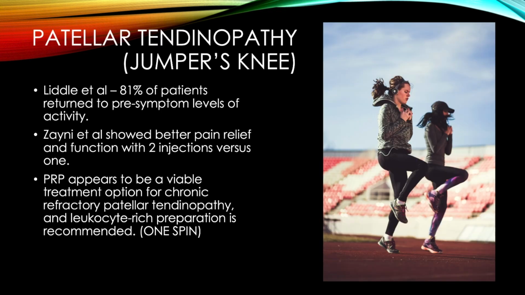So let's look at jumper's knee. There's 2 studies out there that showed really good results. This one, Liddell et al., showed 81% of patients returned to pre-symptom levels of activity. And this one showed better pain relief and function with 2 injections versus 1. Both these studies used a leukocyte-rich preparation, meaning just 1 spin. And PRP does appear to be a viable treatment option for chronic jumper's knee, and probably a leukocyte-rich preparation. And if you go by the Zaney and all data, you probably should do more than 1, separated out by 3 to 6 weeks.